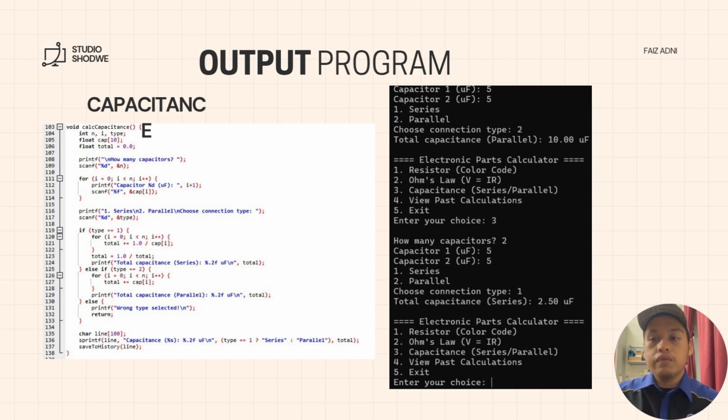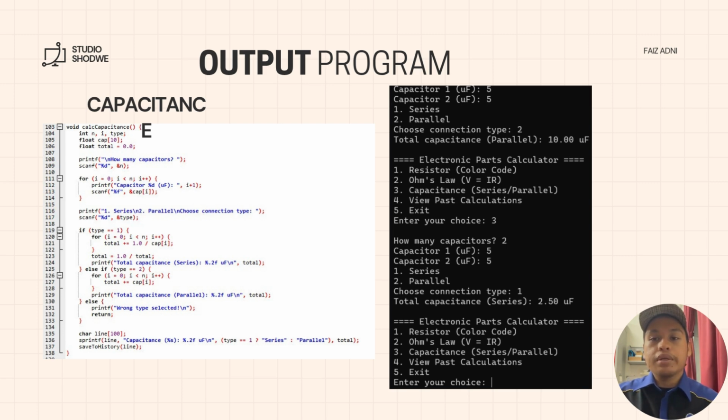Lines 104 to 106 declare the variables: n is the number of capacitors, i is for the loop counter, type is the user selection, where 1 is series and 2 is parallel, cap is an array to store capacitor values, maximum 10 capacitors, and lastly total stores the final total capacitance.